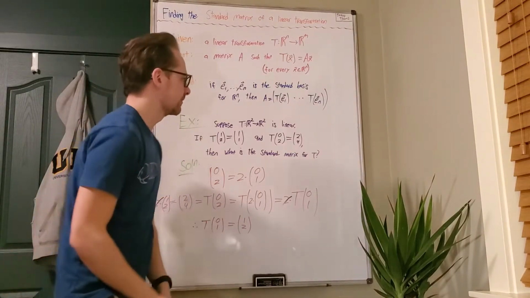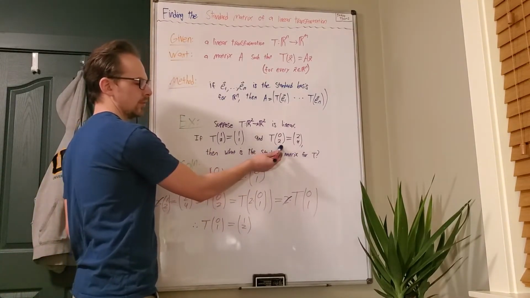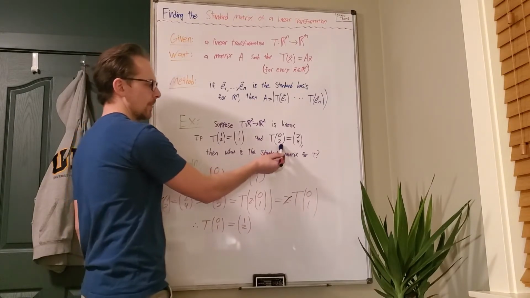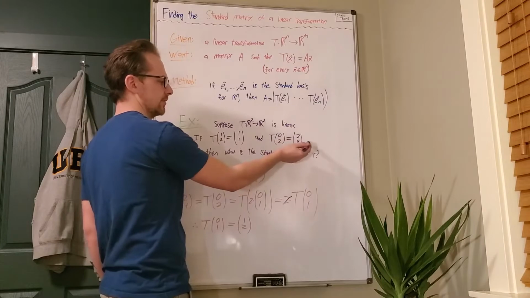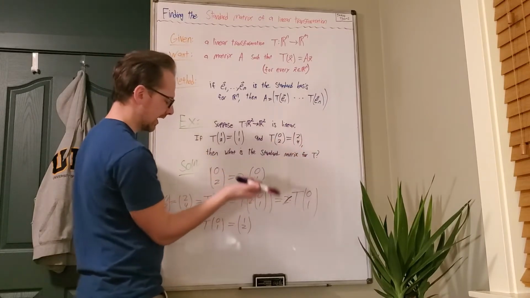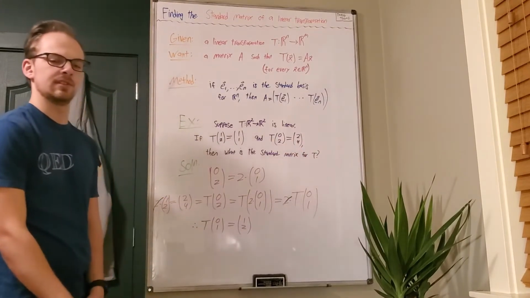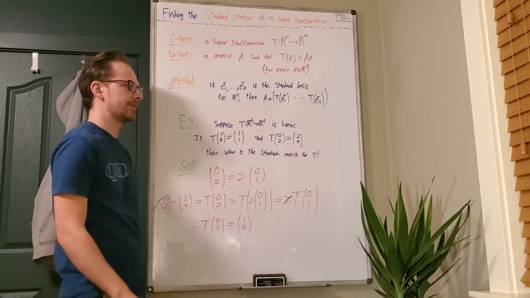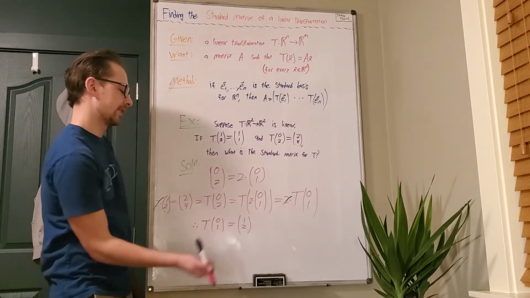In other words, (0, 2) is nothing more than twice (0, 1), and so T of (0, 1) is just half of what T of (0, 2) was, which in this case was (2, 4). Half of (2, 4) is (1, 2). So that's the nice thing about linear transformations, right? We can use the information about one vector's image to find a different vector's image.